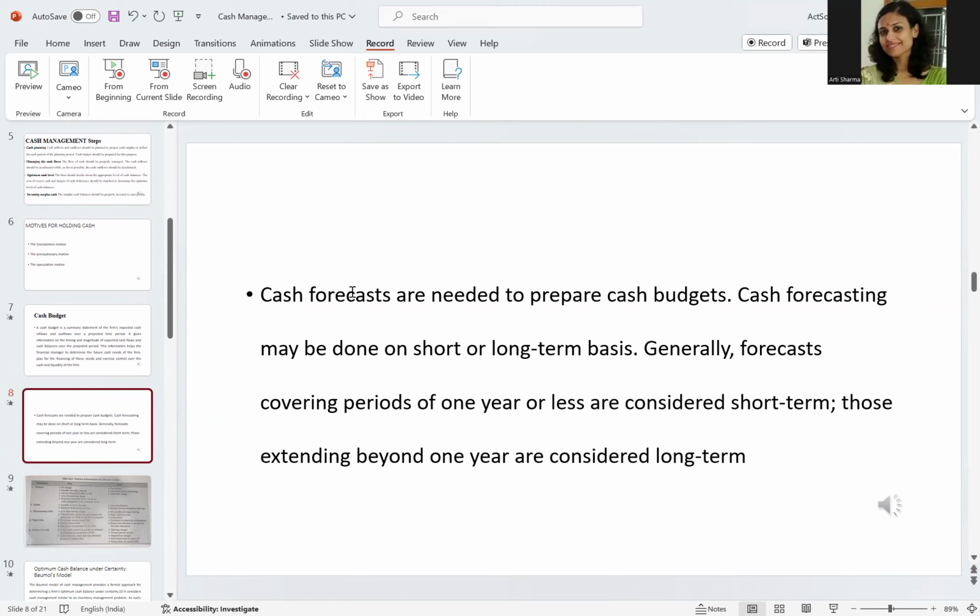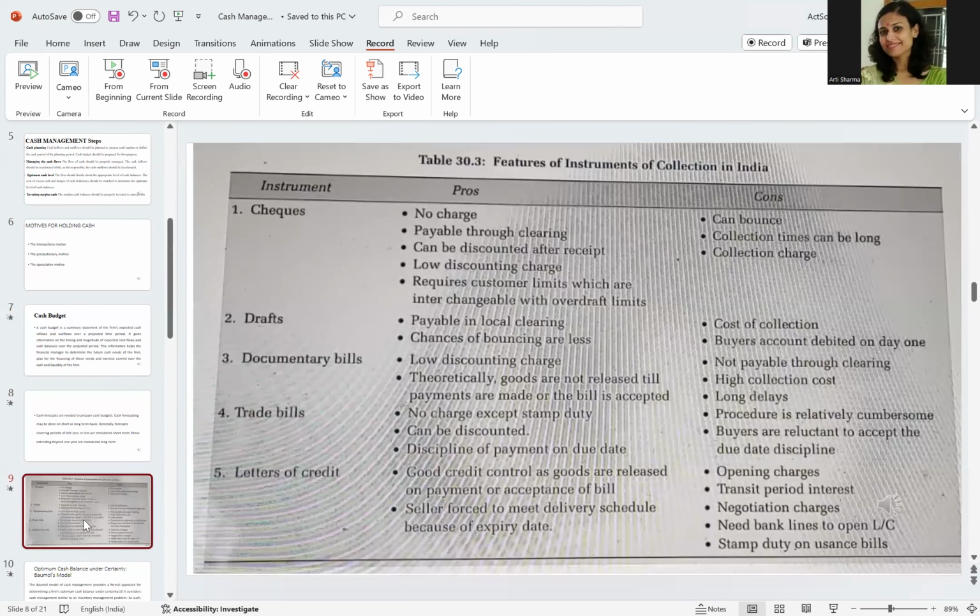Now the another thing is cash forecast. So some cash forecasts are needed to prepare the cash budgets because जो हम future cash flows की बात करते हैं, they are the expected cash flows and they are forecasted cash flows actually. Now these are some instruments for the cash collection like check, draft, documentary bills, trade bills, and the letter of credits.